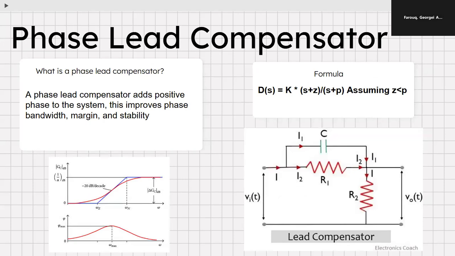So a phase lead compensator is something that adds positive phase to a system, which, depending on the application, can improve bandwidth, phase margin, and stability. The formula is D(s) = K times (s + z) over (s + p), where z is the zero and p is the pole, assuming that z is less than p.